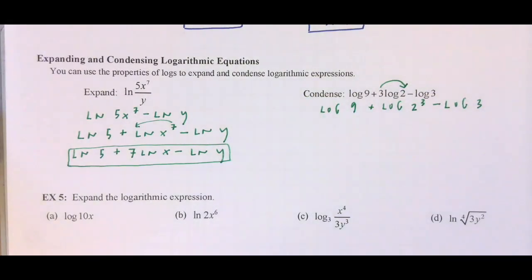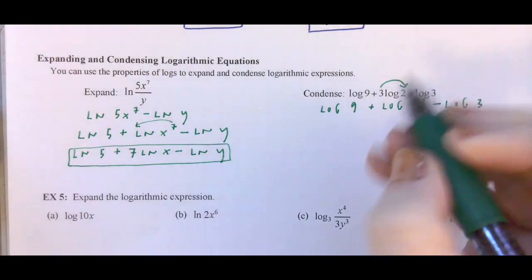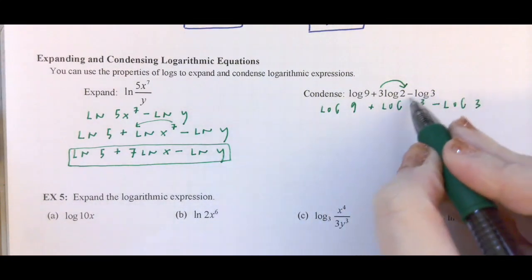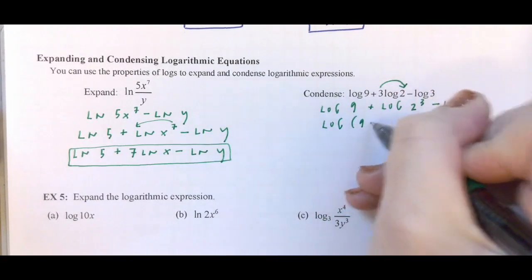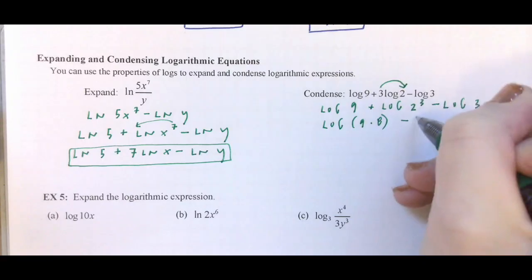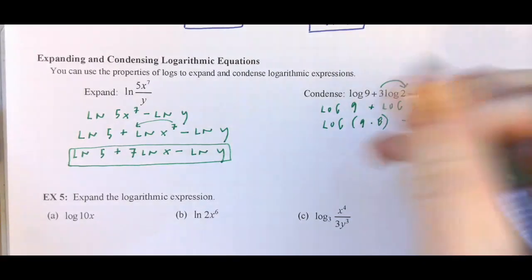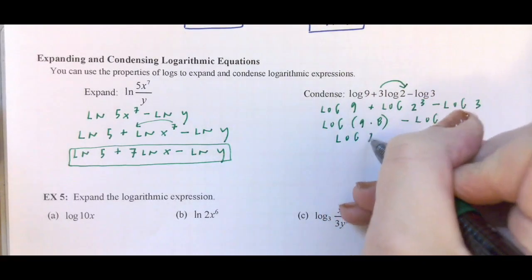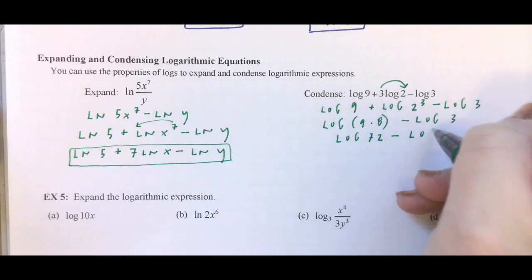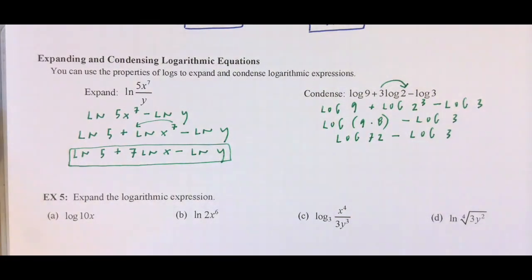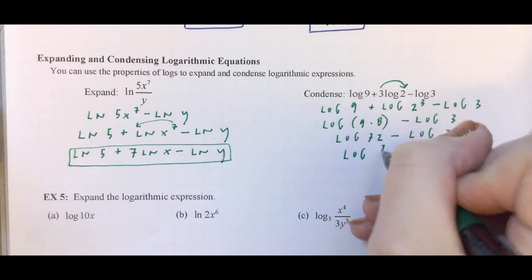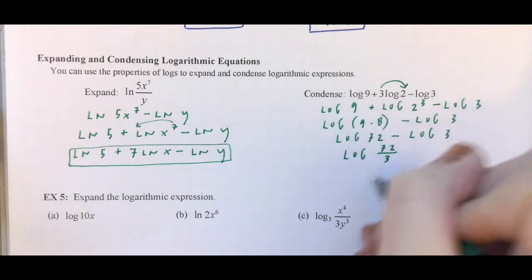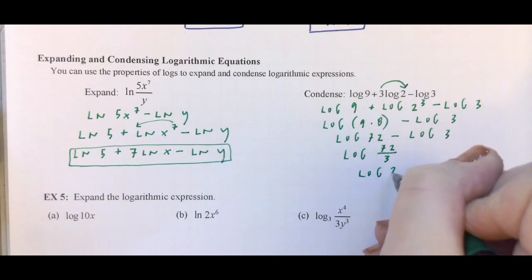Again, all common logs, there's really a base 10. So now if I fuse these two together, because I know that's really an 8, that's log 9 times 8 minus log 3. So log 72 minus log 3. Okay, so now with subtraction comes division. I use the quotient property, and I get log 72 over 3. So log 24.